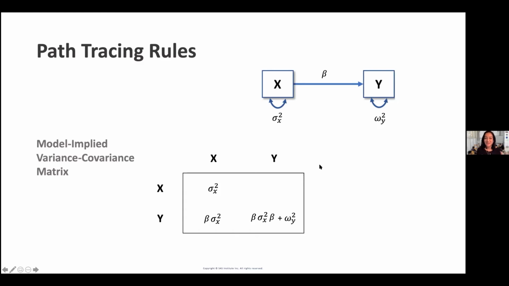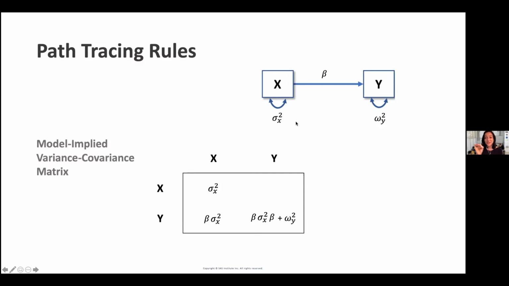Whew, I know this is a lot, but isn't that really interesting that you can get just through a diagram and through tracing it, you can actually understand the model implied covariance structure. I think that's just really cool that something so simple actually works.